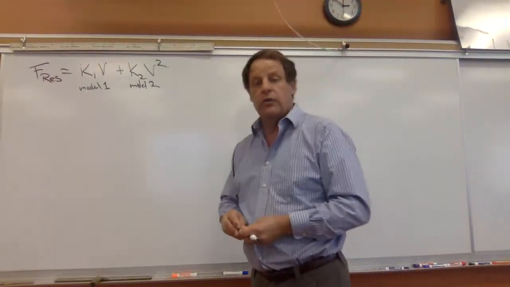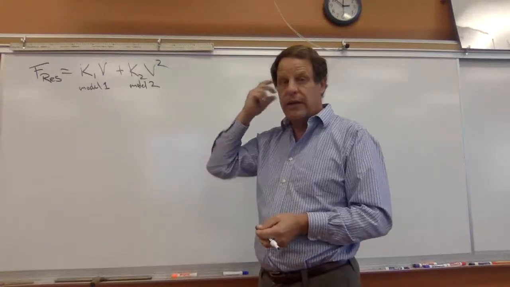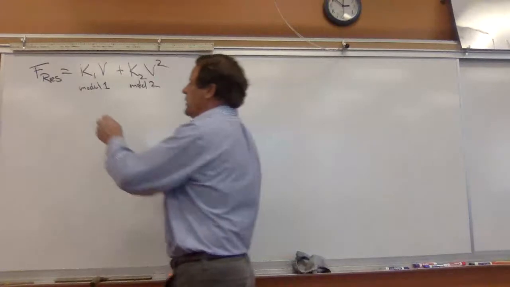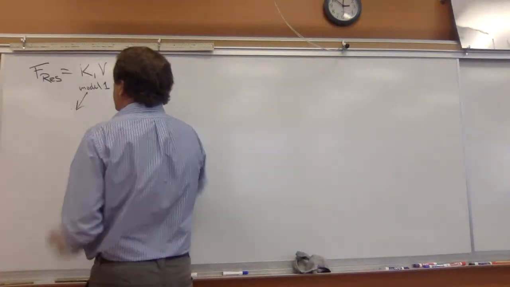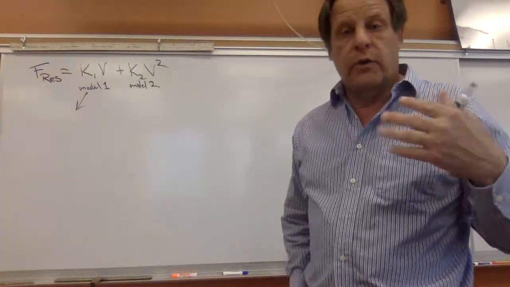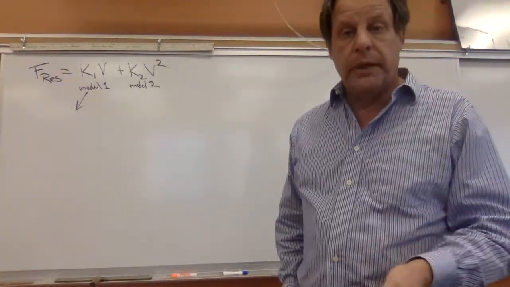And realize that when you get into real life, even though they're both there, one is going to take over and the other one's going to disappear. Okay, so we're going to talk about this Model 1. And in your book, they don't use K for a constant. In Model 1, they're going to use b.